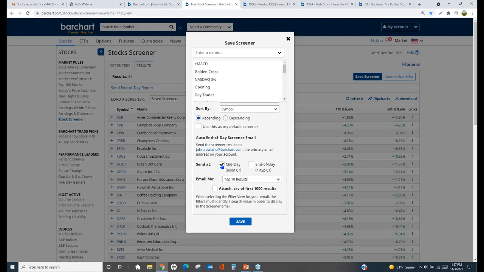Now I can get a midday report, or I can get an end of day report. I kind of like the midday report. Why? Because now this is kind of an actionable page, right? I want to make sure that I get the information during the trading days in case there's an opportunity for me to trade. Now, it doesn't mean that I have to do that. I don't have to be in front of my screen. I certainly can get this information at the end of the day.